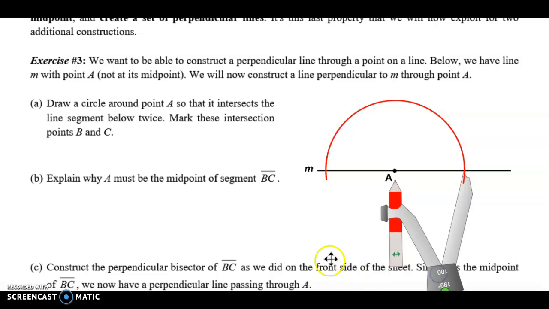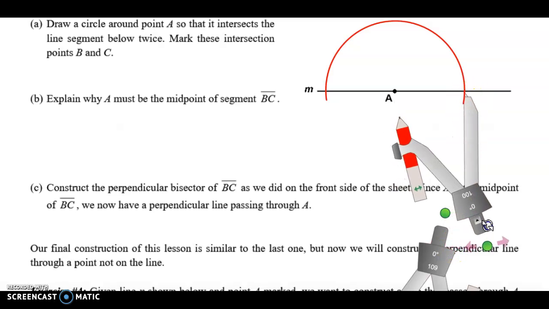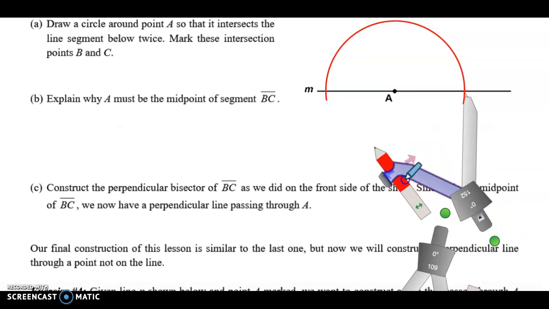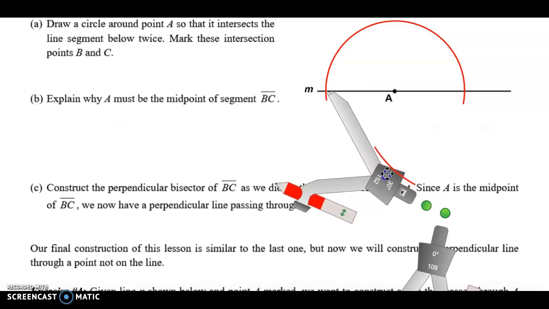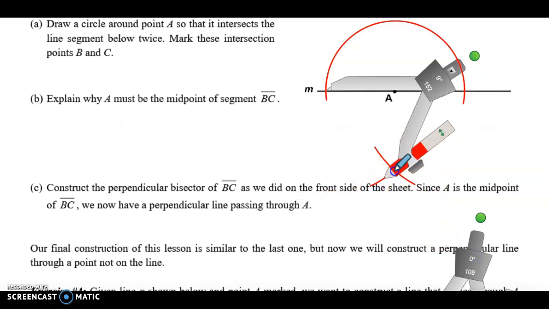Then what I do is I take my compass and I put it on where the first arc intersects on the right. They said to call this C and D. You don't necessarily need to. I need to open it up more than halfway, okay, and draw an arc. Keep the same setting, and now I move it over to where the first arc intersects on the left.